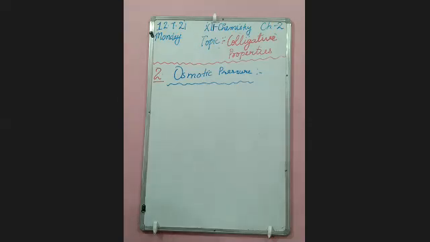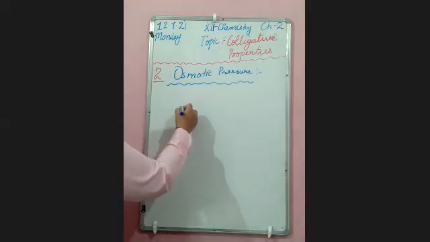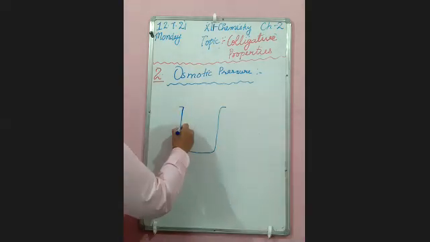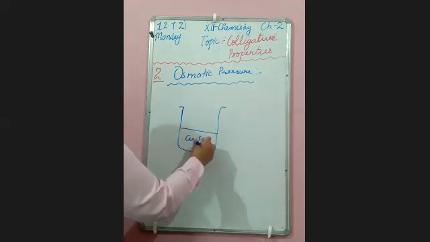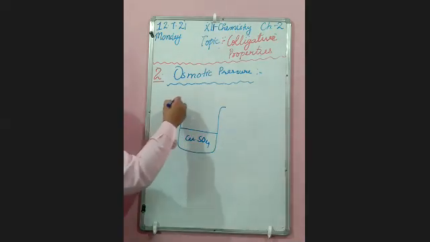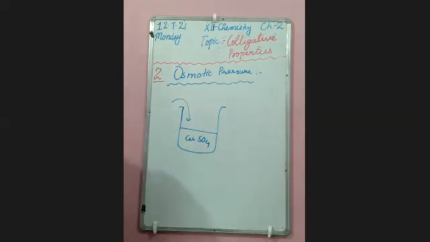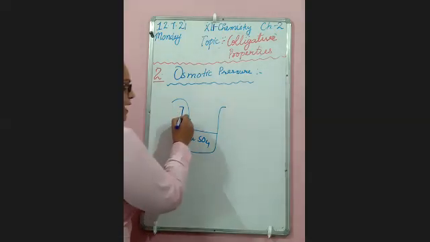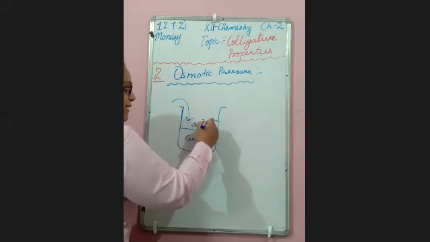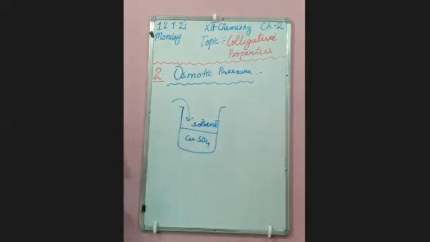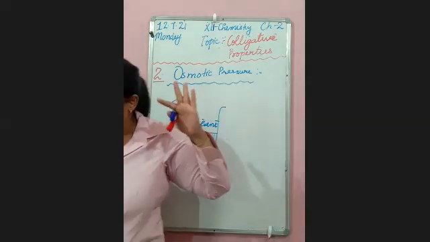Now, suppose I am taking this beaker, and in this beaker copper sulfate is present. I am adding water to it very slowly along the walls of this beaker. You will see there are two layers in the starting. This is your solute and here I am adding my solvent, that is water. In the starting, I am not adding it in a haphazard manner. I am adding it very slowly.